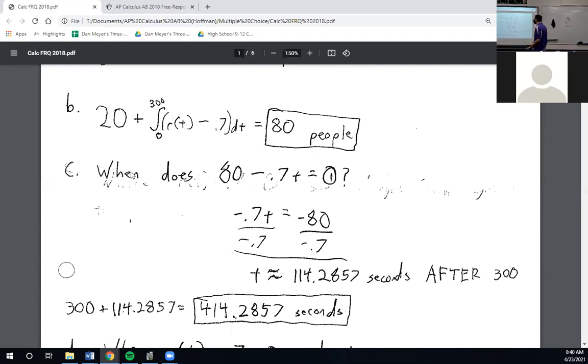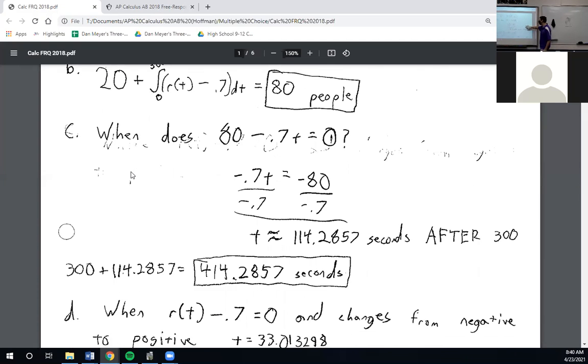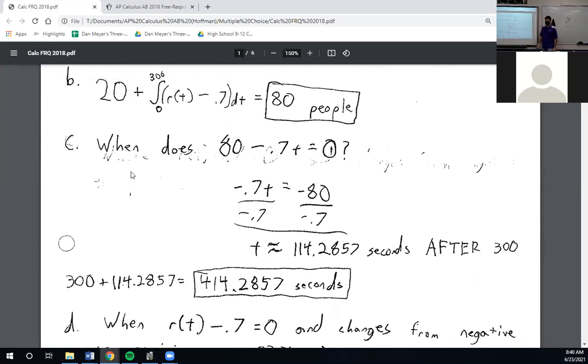Well, the function for the number of people in line is that integral we had in part B. This is my function for the number of people in line. So the derivative of that is just the rates that I'm given. So the derivative for the number of people in line is the rate in minus the rate out. So we're going to find where that is 0 and changes sign.